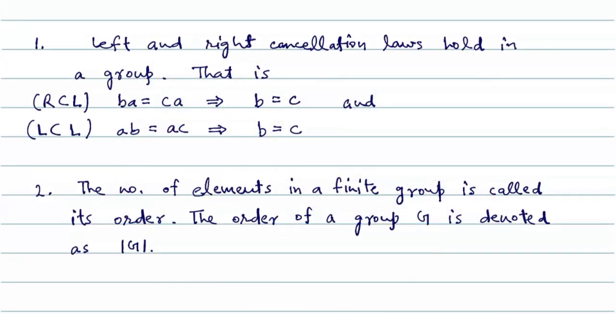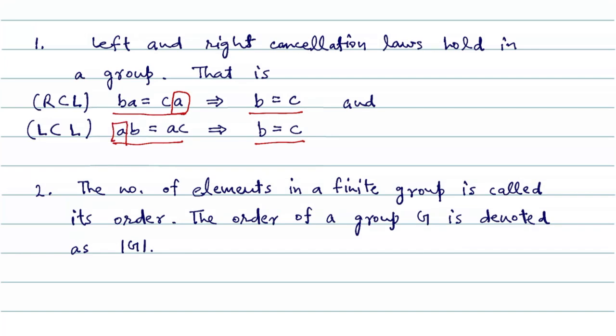In this video, we shall recall some results that you have studied in your undergraduate course. The first is that left and right cancellation laws hold in a group. That means if BA is equal to CA, then B is equal to C. That means we can cancel A from the right hand side. The second one is the left cancellation law that says that AB equal to AC implies B is equal to C. That means we can cancel A from the left hand side.